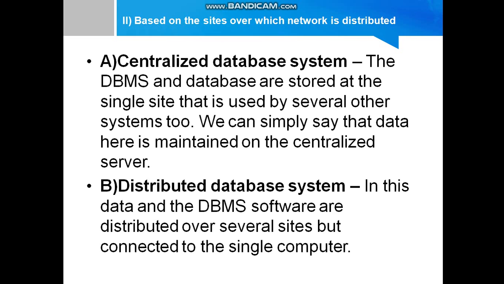The data will not be stored individually at every point. It will be stored at a single point, called a centralized database system. This centralized database is transferred to different points of users. And distributed database system. In this database system, the DBMS software is distributed over several sites but connected to a single computer. In a distributed database system, the data is stored in different points of location. Those different points of location containing data will be distributed through the network.